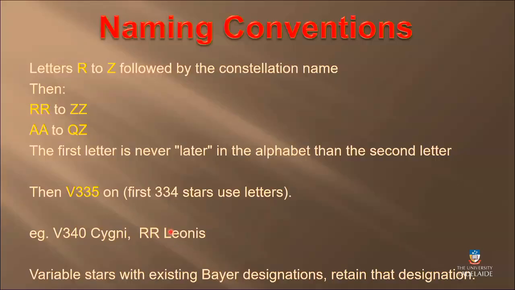Now there are some variable stars that have existing Bayer designations, so they retain that designation. For example, Betelgeuse is Alpha Orionis, and that's a variable star.